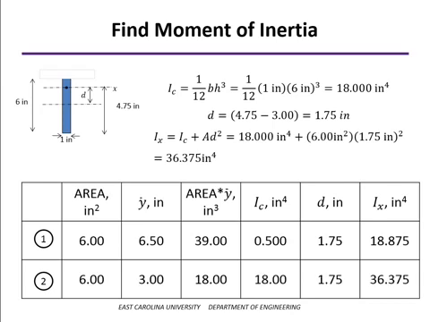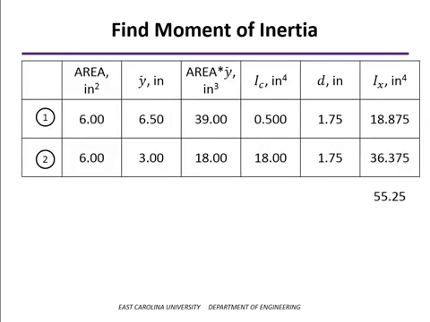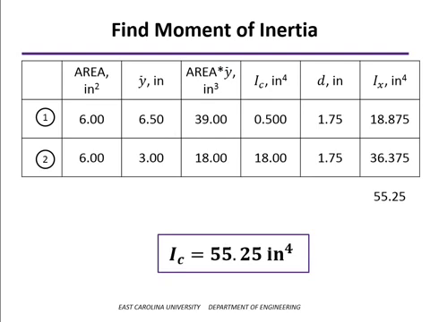And so in this case, the contribution to the moment of inertia of the web is actually greater than that of the flange. We add the two together, and that's our answer. The moment of inertia is 55.25 inches to the fourth.